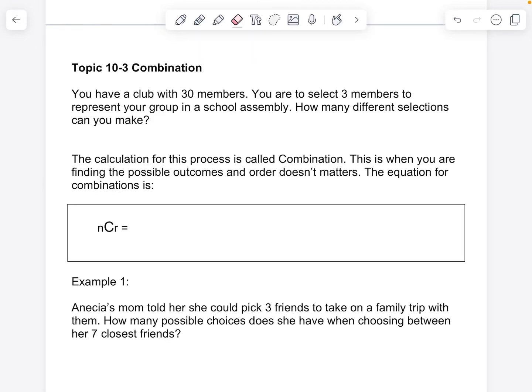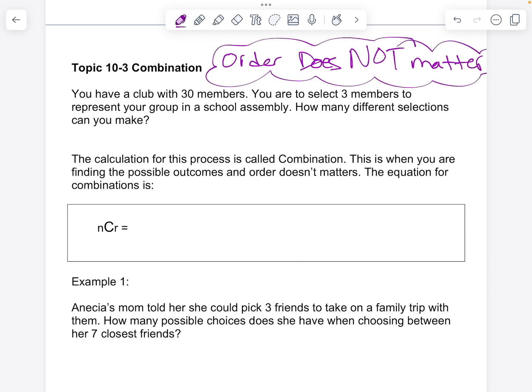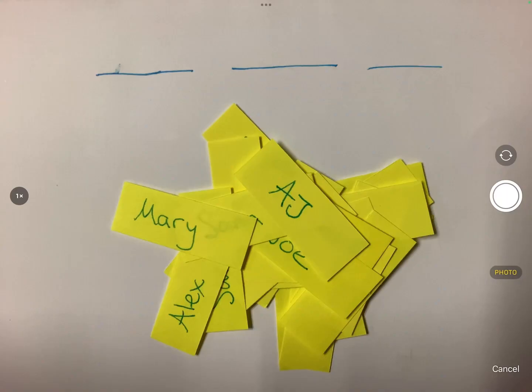Lesson 10.3, combinations. For combinations, order does not matter. So here's an example where we can see order does not matter. You have a club with 30 members. You are to select 3 members to represent your group in a school assembly. How many different selections can you make?